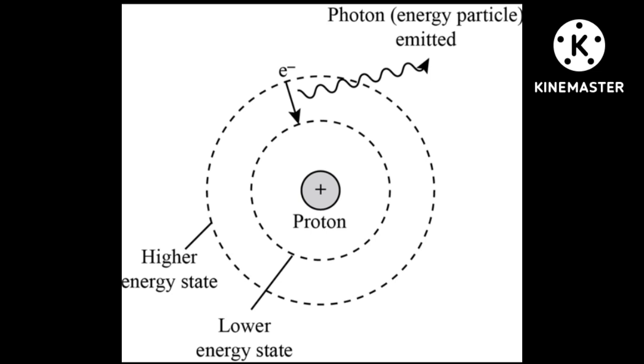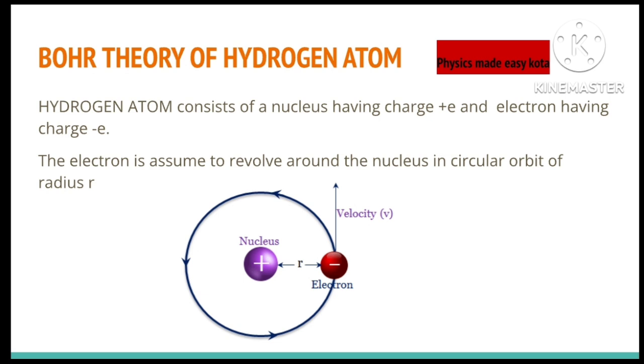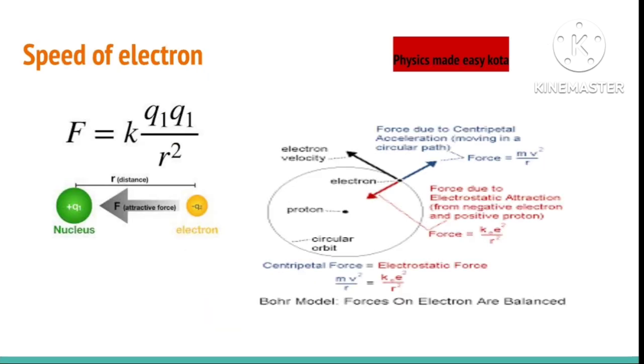A hydrogen atom consists of a nucleus having charge plus e and an electron revolving around it, having a charge of the same magnitude but of the opposite nature. The electron is assumed to revolve around the nucleus in a circular orbit of radius small r, as shown in the figure. Now we have to calculate the speed of the electron in terms of the radius of an orbit.